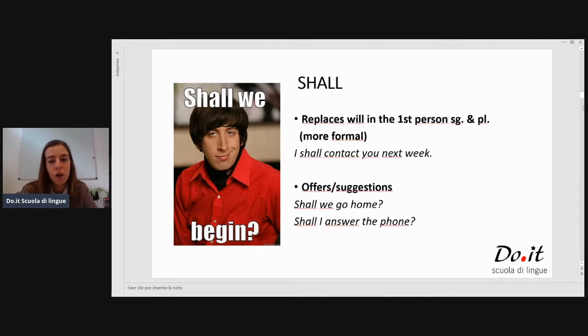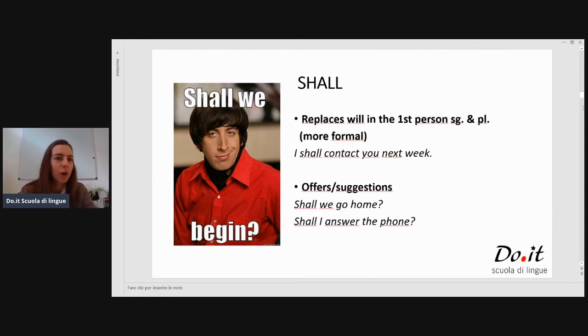The second way of using shall is to offer help or to suggest that you do something. So for example, shall we go home? Shall I answer the phone? Shall I close the door? In Italian you would say it in the subjunctive, do you want me to do something? Right? I won't translate other verbs because the subjunctive is not my strong side. I hope you understand. So this is when we use shall for suggestions or offers.